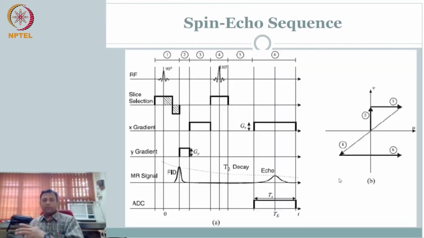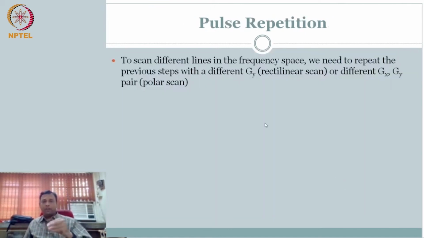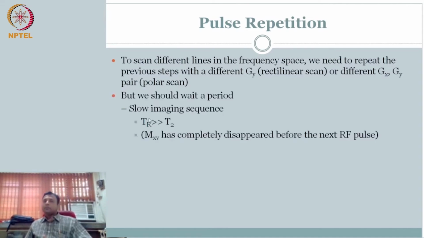So clearly what we have done so far is for one sequence. If you have to cover the whole UV space, I have to repeat the sequence. Therefore, it becomes important that we complete what are the important aspects for pulse repetition. To scan different lines in the frequency space, you need to repeat the steps. You can cover it in a rectilinear way or using polar scan. But you have to wait for a period so that it all comes to the signal origin.